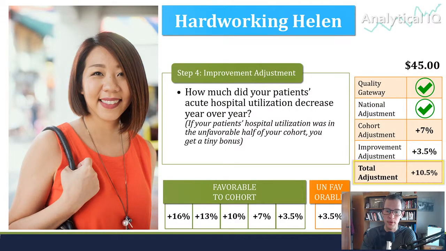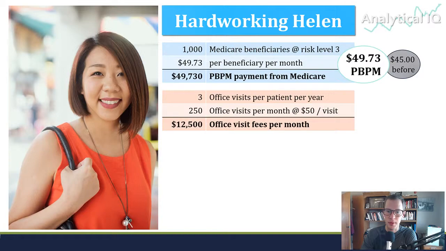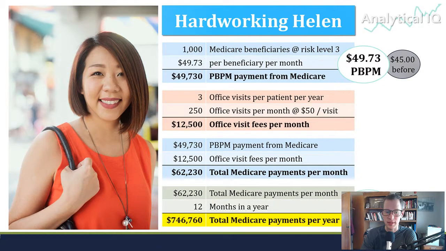So let's add up these new numbers. She used to make $45 a month per patient. She now gets plus 10.5%, so it's going to be about $50 per beneficiary per month. So let's walk through her new annual revenues. Still 3 visits per patient per year at $50 each. That'd be $12,500, $62,000 a month. And so now, where she used to make $690,000, she makes about $750,000. So a $60,000 raise for having average patients within this program.